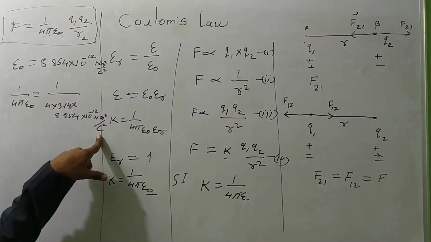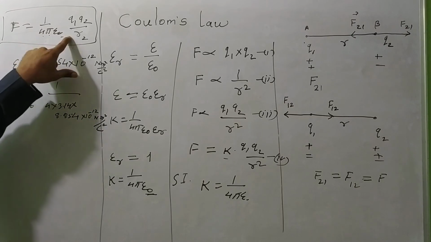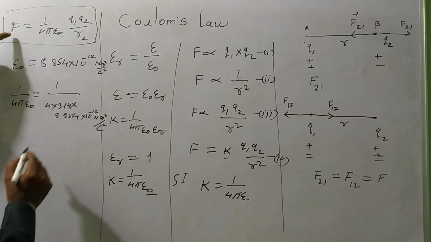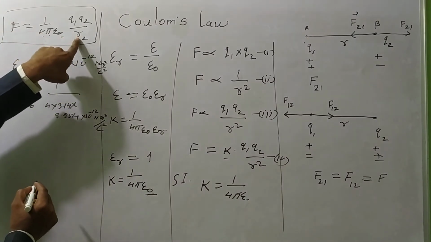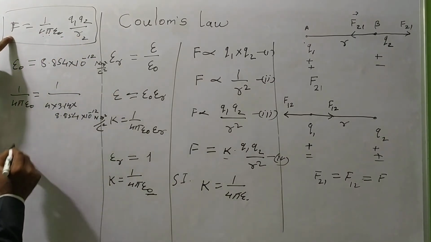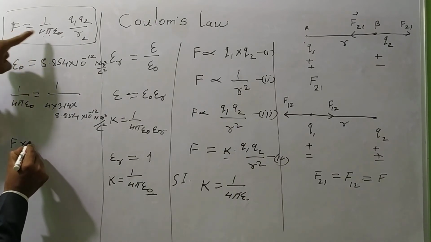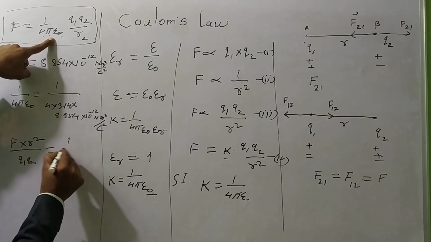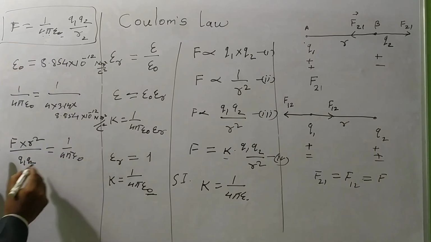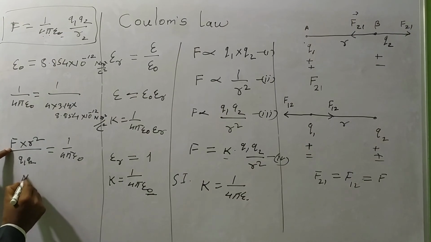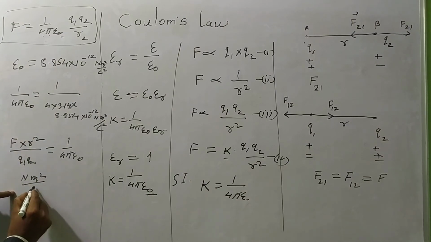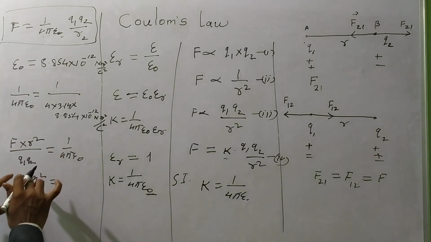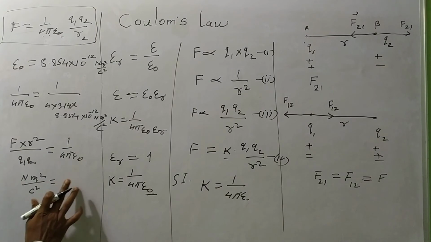Why is this unit there? From this equation, for the SI unit of 1 upon 4 pi epsilon naught, on transferring R square, F into R square upon Q1 Q2 equals 1 upon 4 pi epsilon naught. So the SI unit will be Newton meter square upon Coulomb square. So the SI unit of 1 upon 4 pi epsilon naught will be Newton meter square per Coulomb square.